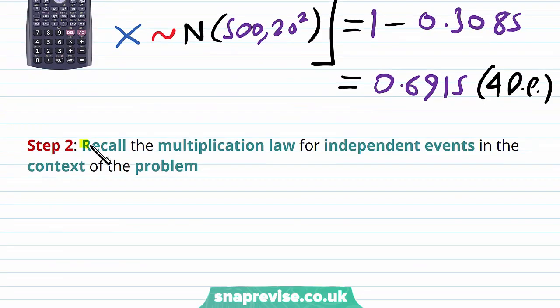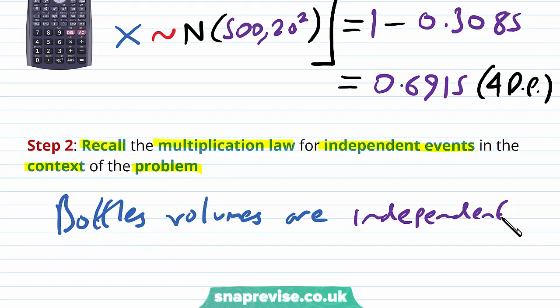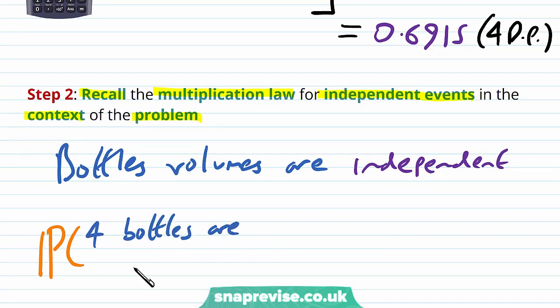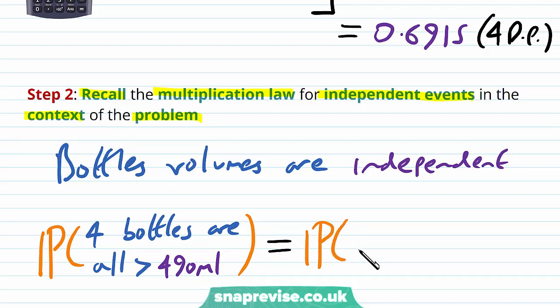Our second step is to recall the multiplication law for independent events in the context of the problem. We have that bottle volumes are independent. So therefore, the probability that the 4 bottles are all greater than 490 milliliters, by independence, is just going to be the probability that V is greater than 490, all to the power of 4.